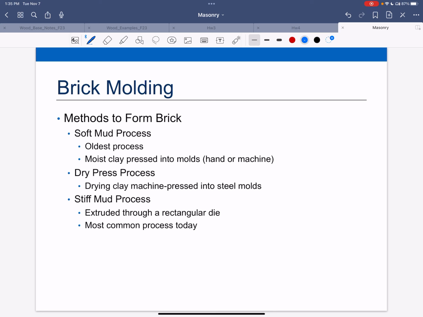The oldest process is to basically press the mud or the moist clay into molds. There's a dry version of that, dried clay, that are pressed into steel molds, and then there's the extrusion process. So it's kind of a stiff mud, like if you look at an extruded hollow core piece of concrete, where you have very little slump. They extrude it through a rectangular die and then chop the pieces up. This is most common. So this extrusion process is the most common today.